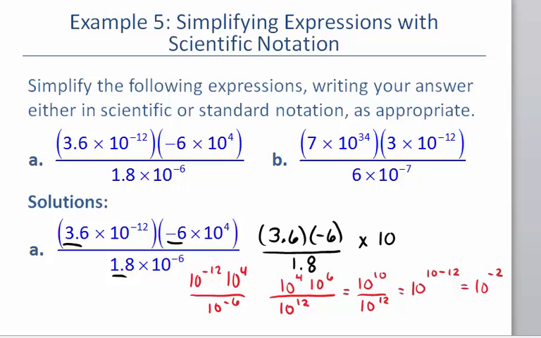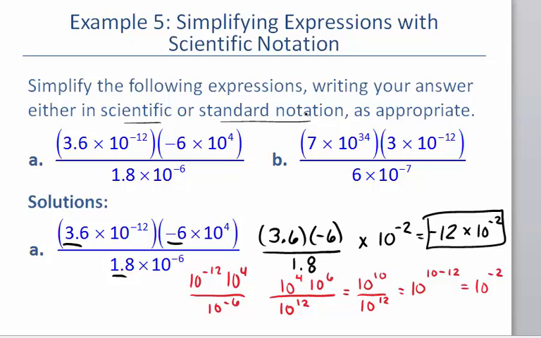So coming back up into our problem, we know that our power on the 10 is going to be a -2. So now I'm going to do my multiplication on my calculator, 3.6 times -6. I'm then going to divide that by 1.8, which gives me -12. And I'm going to leave it times 10 to the -2. So that is my answer in scientific notation. It says that we can write it in scientific or standard notation. And so let's do it both ways.